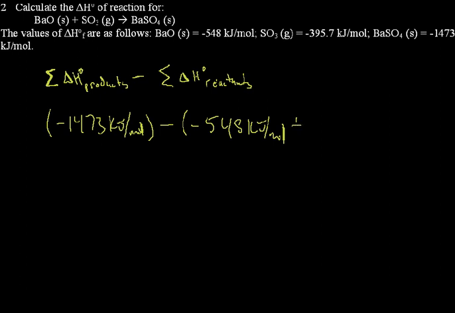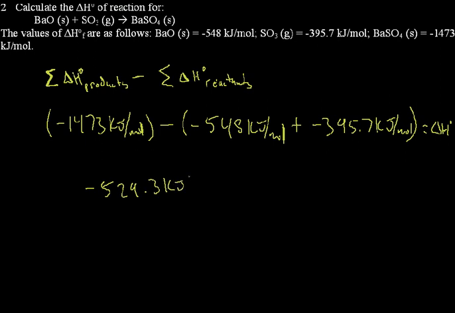There we go. And then we're going to add the delta H of our sulfur trioxide, and that's going to be negative 395.7 kilojoules per mole. So if I plug this into my calculator, negative 1473 minus a negative 548 plus negative 395.7 kilojoules, that will give us our delta H naught of this reaction. If we do this, we should end up with negative 529.3 kilojoules per mole as our delta H naught. And that's it for this problem.